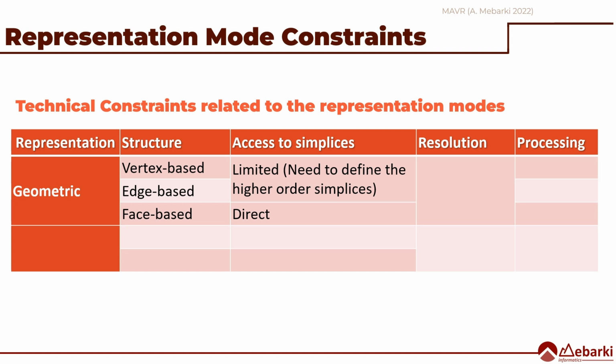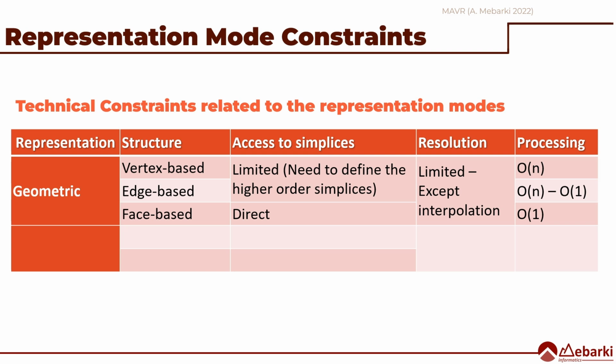In terms of resolution, geometric representations are limited by the number of discrete elements, except when interpolation is used to smooth surfaces. And computationally, their processing cost varies. For vertex or edge-based models, the complexity is proportional to the number of elements. That's O of n. For face-based models, it's often constant time, O of 1, since faces are already defined explicitly.